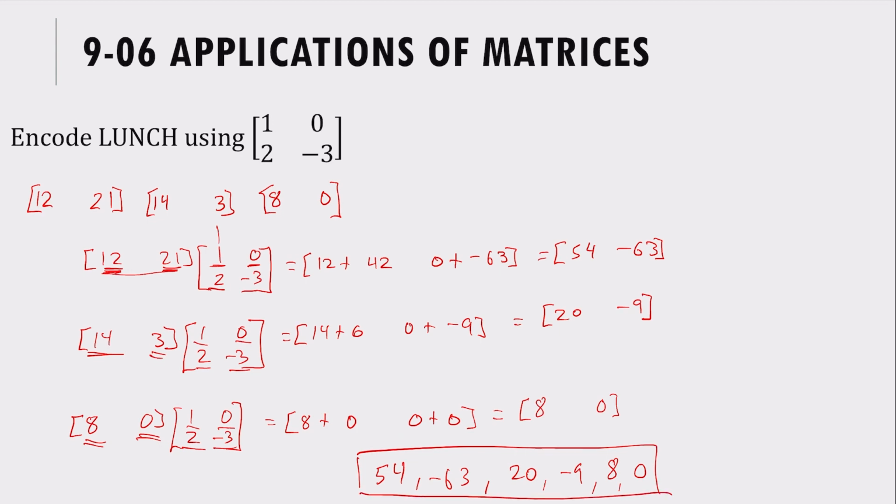To decode it, you do the same thing, only now you use the inverse of the encoding matrix. You'd have to do the inverse of this matrix. So you'd multiply the 54, negative 63 by that inverse, and that would give you back 12 and 21 for the L and the U, and so on.